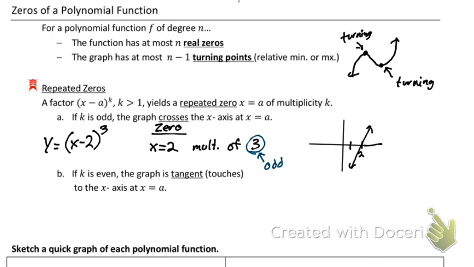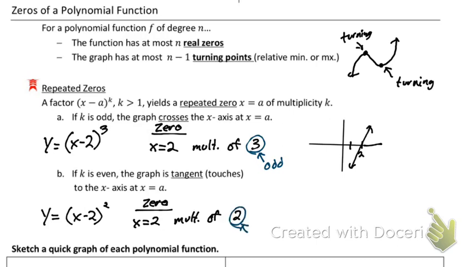Our next one says, if k is even, then the graph is tangent to, or touches, the x-axis at x equals a. So let's do almost the exact same example. Let's look at y equals (x minus 2) squared. Well, that has a zero. Once again, the zero is at x equals 2. But this time we have a multiplicity of 2. That multiplicity is even. So it says that it's tangent. What it means by tangent is it just bounces right off it. It reaches it and bounces right off it.